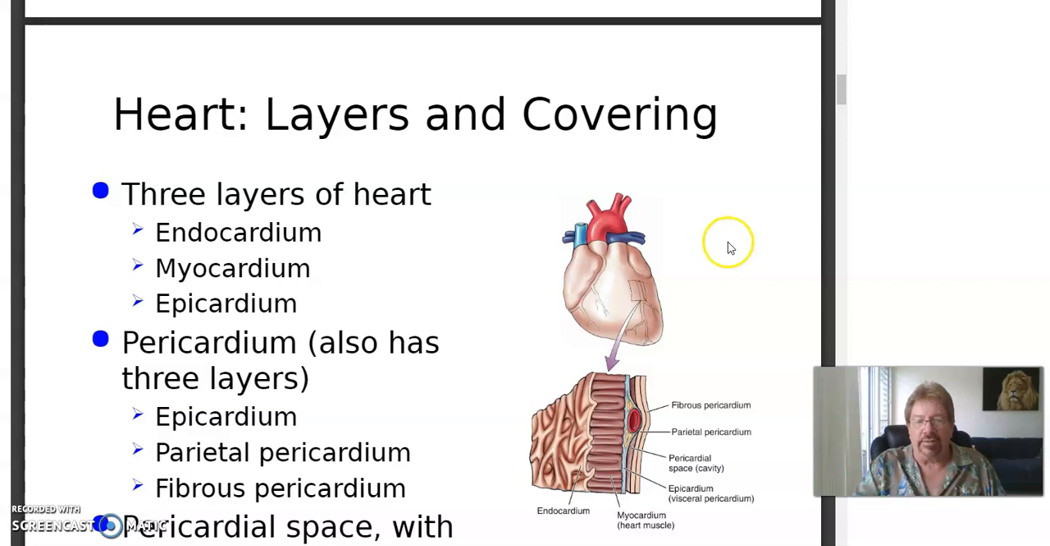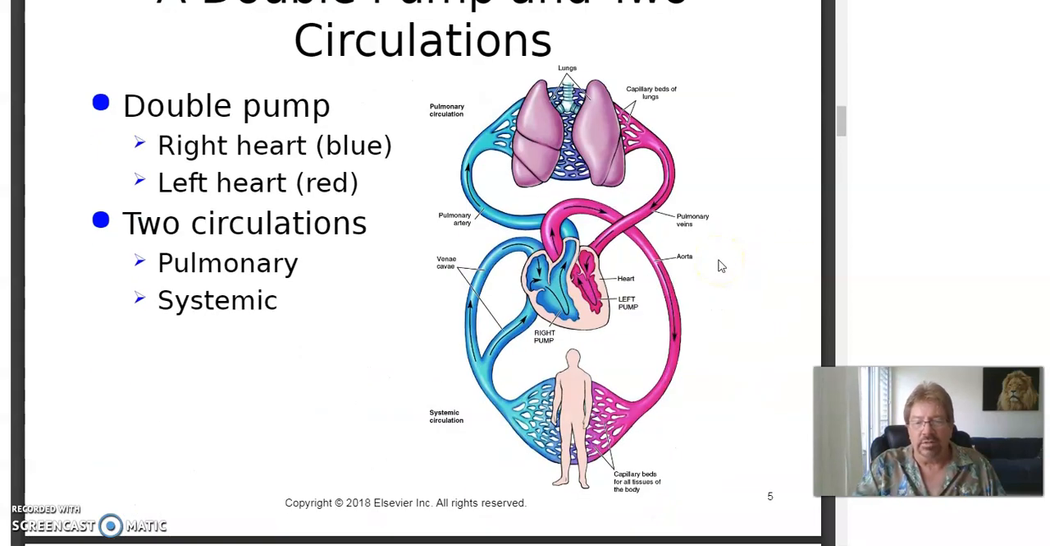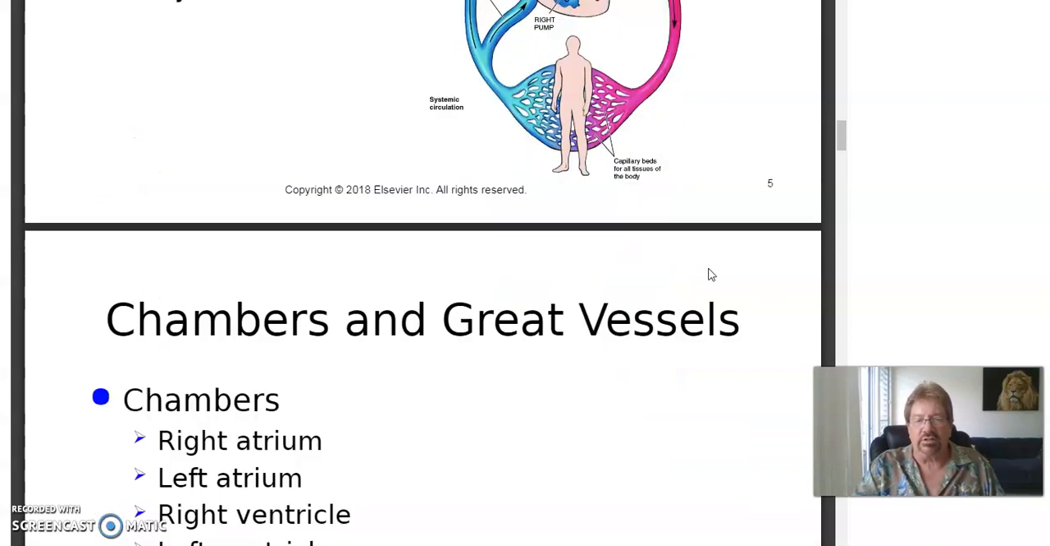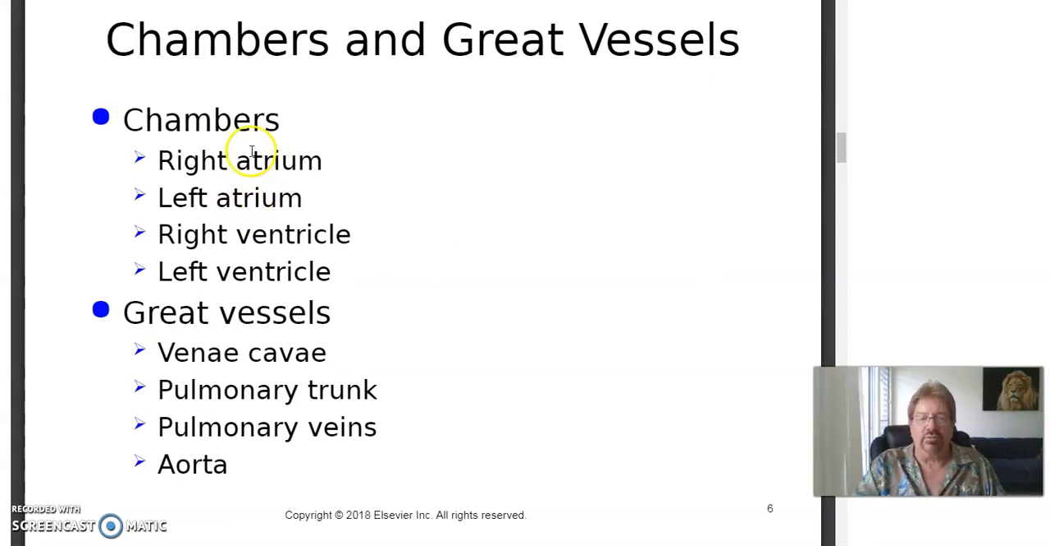I never forgot that. Heart, remember the heart has a sac around it called the pericardium. It's a double pump. Right side pumps the lungs, left side pumps the systemic circulation. There are 4 chambers in the heart, 2 atria and 2 ventricles. Atria are little on top, ventricles are bigger on the bottom. There's a right atrium, right ventricle, left atrium, left ventricle.